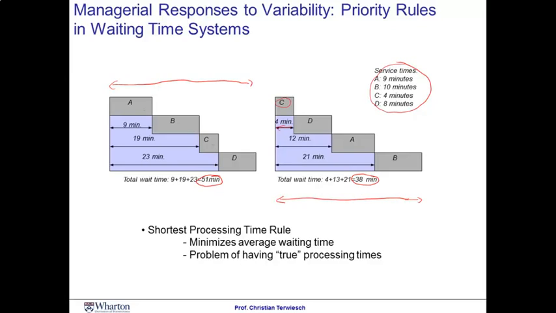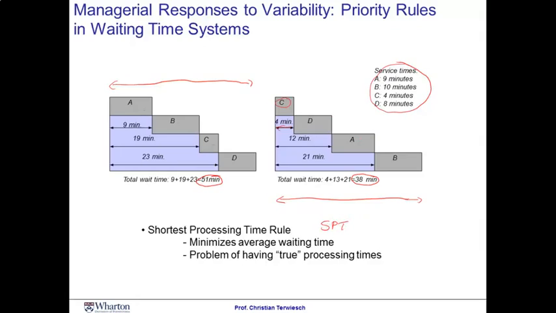However, the benefit here is that customer C gets served very quickly, previously had to wait a long time, and it makes more sense to have customer A wait for customer C than the other way around. This is again the idea of what's called the SPT, the shortest processing time rule.